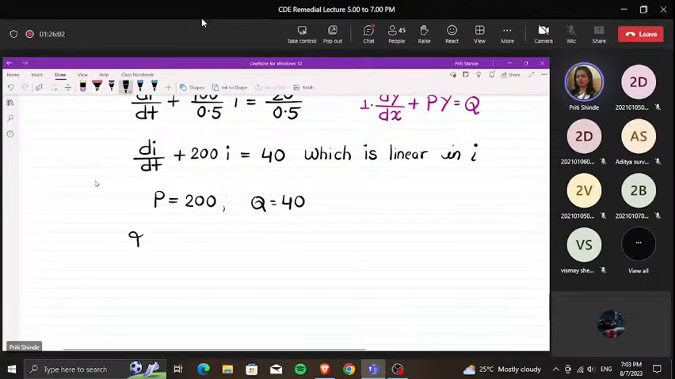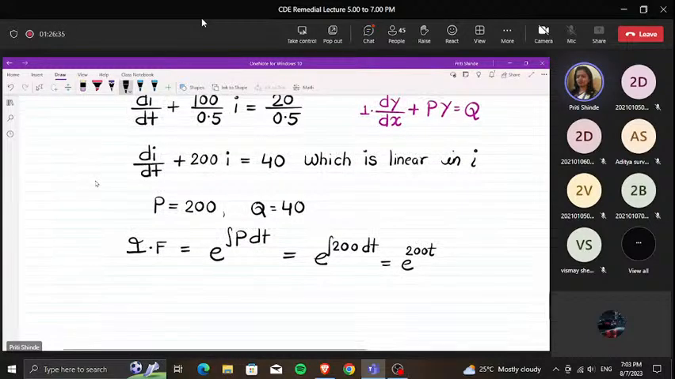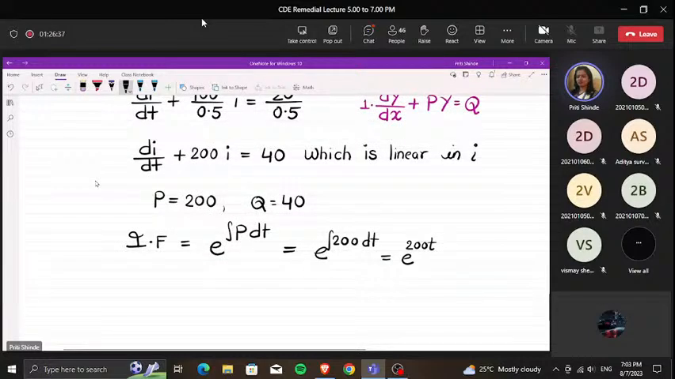Okay. So standard steps to solve a linear differential equation: the integrating factor is e raised to the integration of p. Now, di by dt, the derivative is with respect to t. So the integration is also with respect to t. You have to remember only the standard steps, and you can solve any example. So p is 200 dt. So 200 is constant. Integration of dt is t. So my integrating factor is e raised to 200t.